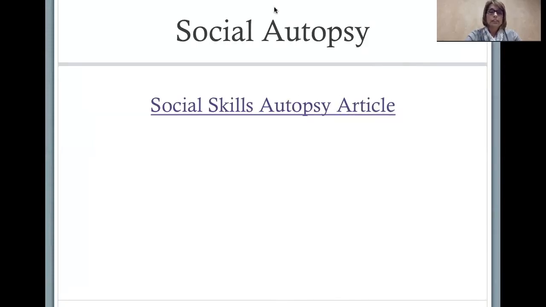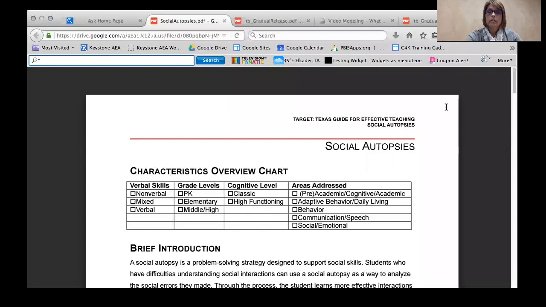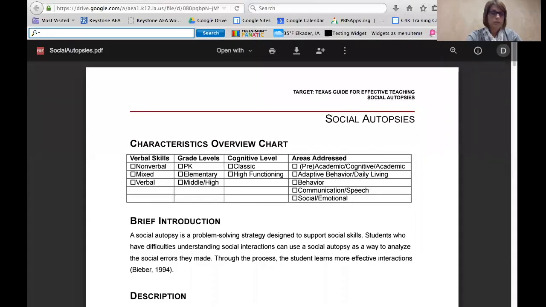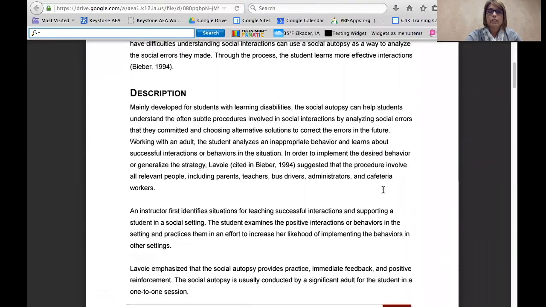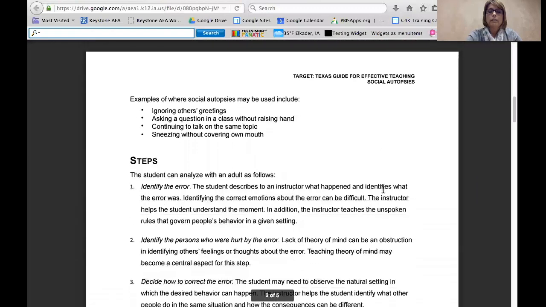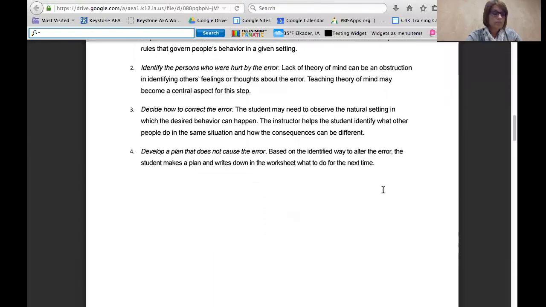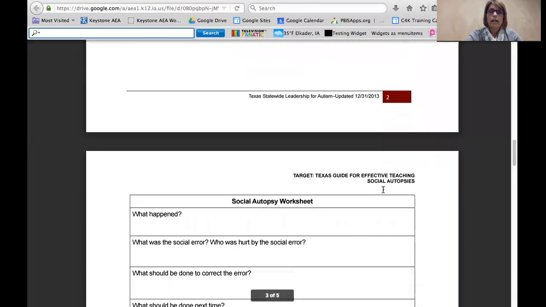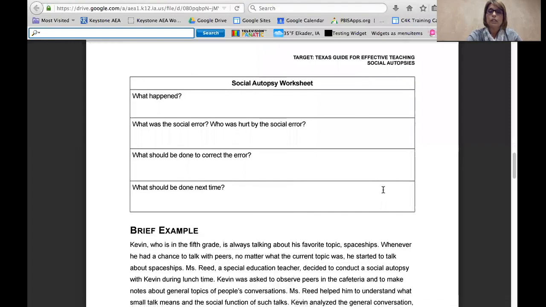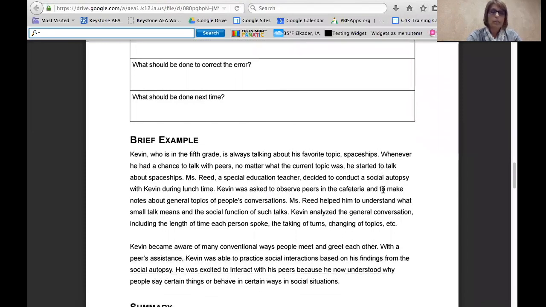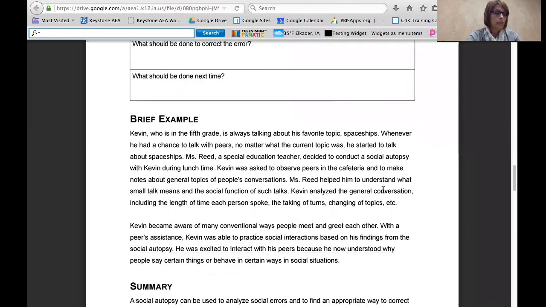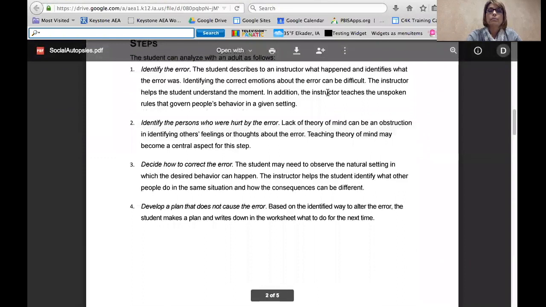This article has a good explanation of social autopsies. It includes a brief introduction and description of social autopsies, along with the steps to conducting a social autopsy. And it includes an excellent example of a worksheet that you could use to conduct a social autopsy with a student. It also includes a brief example of a social autopsy. You can access this article under the accompanying resources list next to this video.